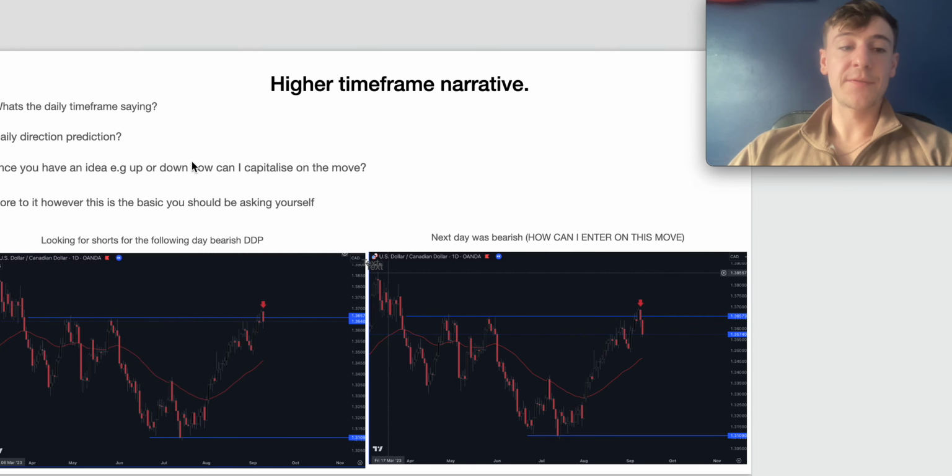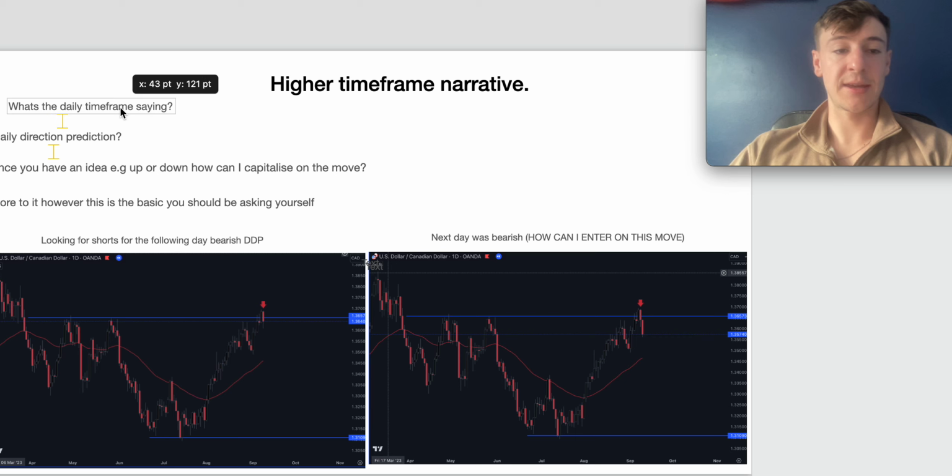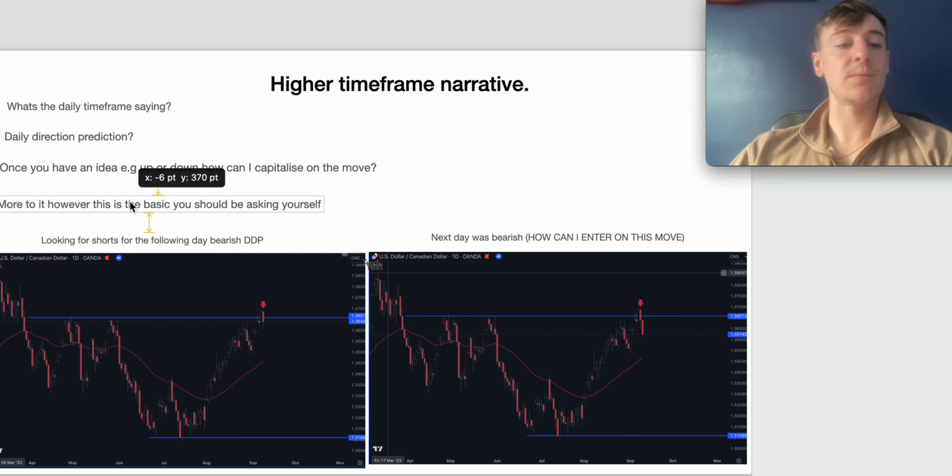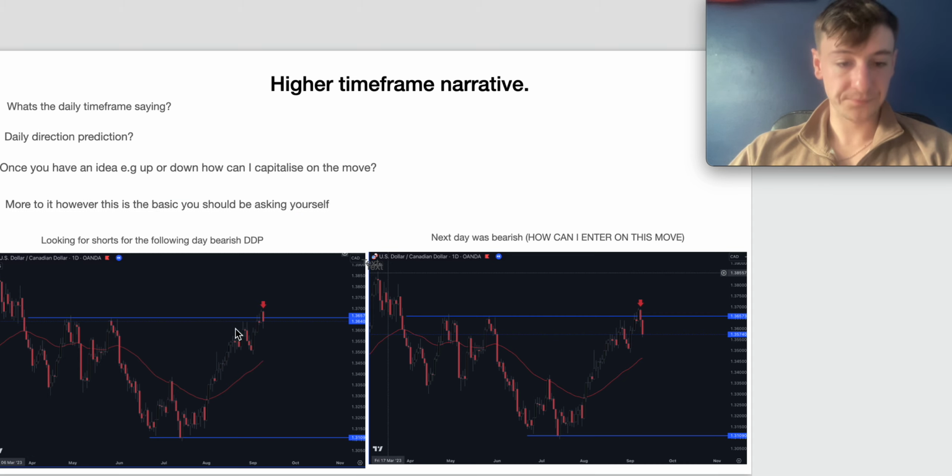So the first main thing that I focus on is higher time frame narrative. In terms of time frame, we'll look at the daily here, but it can vary based on if you're a shorter term trader or a longer term trader. But for this example, we're going to look at higher time frame narrative on the daily time frame. So the first thing I'd look for is, what is the daily telling me? What happened yesterday? What has previous price action told us? And then I learn about daily directional predictions.